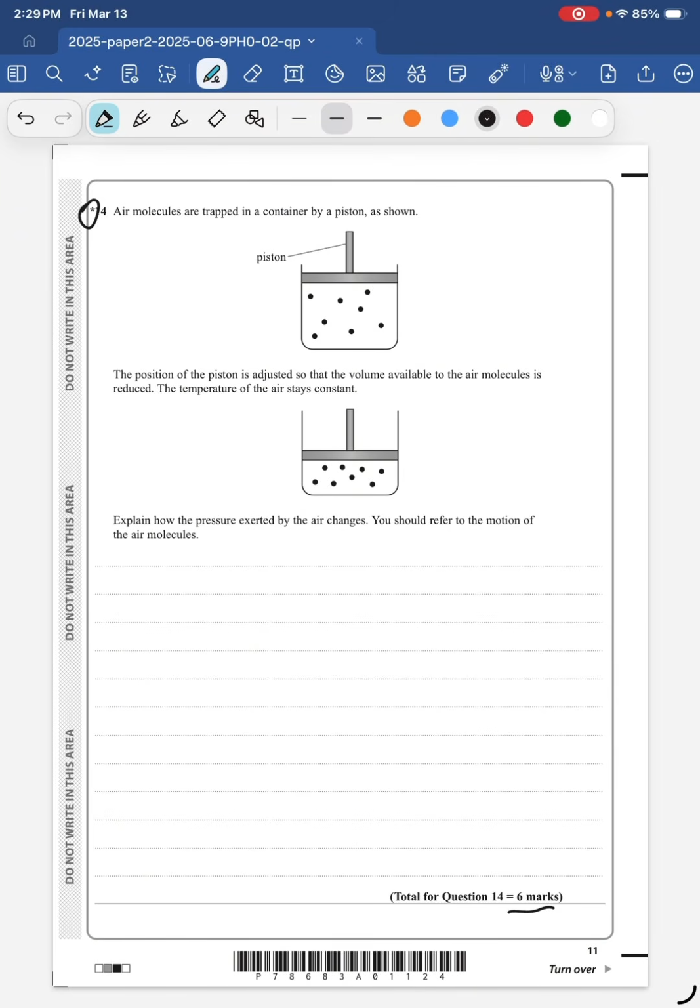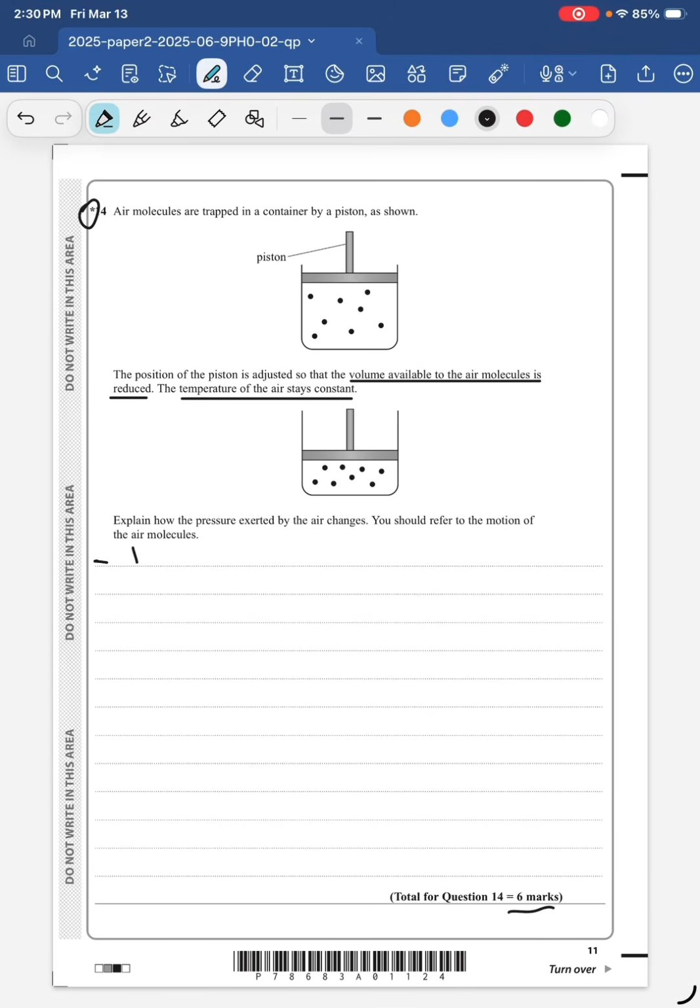Okay, so air molecules are trapped in a container by a piston as shown. The position of the piston is adjusted so that the volume available to the air molecules is reduced. The volume is reduced, that is the first key. Okay, and then the temperature stays the same, that is the second key. It's constant. Okay, explain how the pressure exerted by the air changes. You should refer to the motion of the air molecules. Okay, so we can write many things here actually.